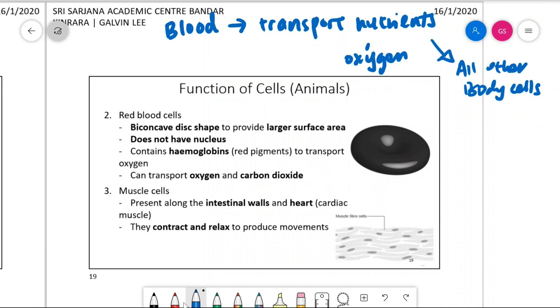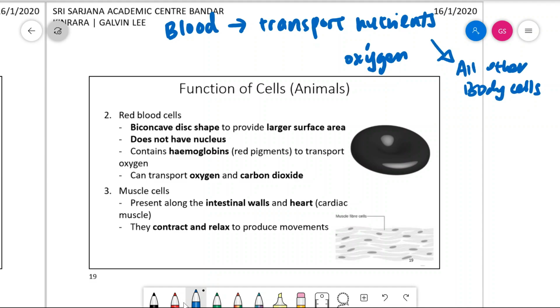And since human beings live with oxygen, that's why I say red blood cell is the main part, the most important part in your blood, because without red blood cells, more or less you will die. So let's see the structure first. A red blood cell is a biconcave disc shape.